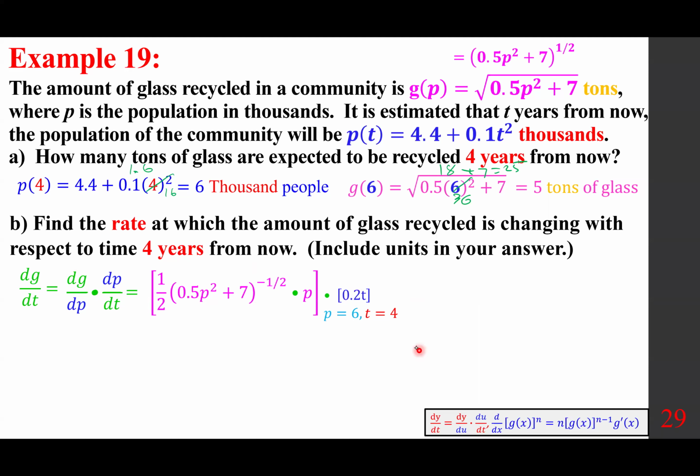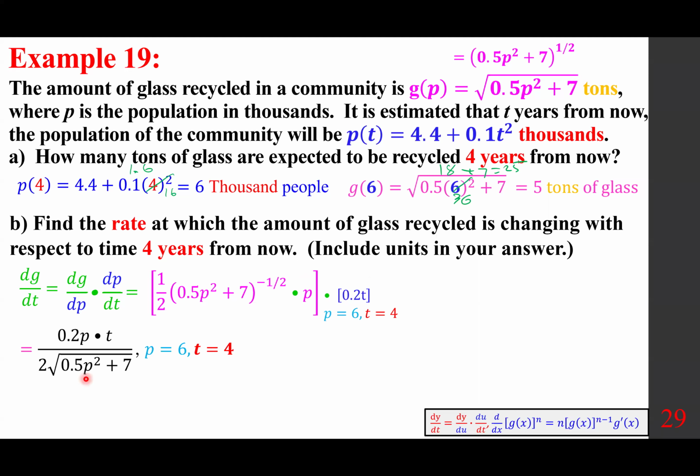Fraction bar, 1 is at top, p is at top, 0.2t is at top. So basically 0.2pt. Denominator is 2. Also, this one, when you take it down, becomes 0.5 p squared plus 7 to the power of positive 1/2, which is the square root here. So this is elementary algebra class. I hope everybody's following that.